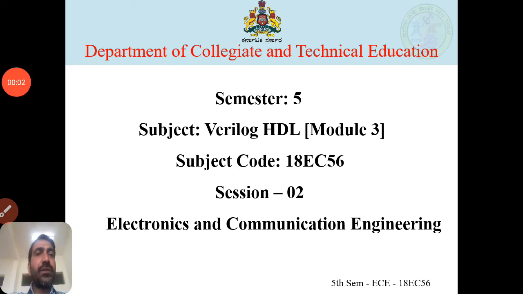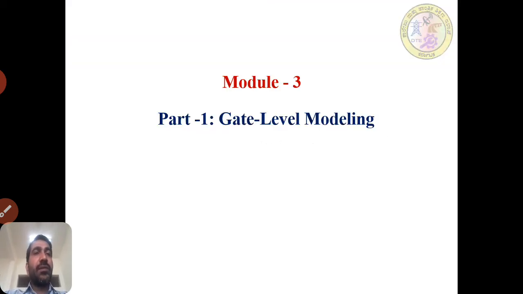So welcome to session 2 of the Verilog HDL module 3. In session 1 we have seen the gate primitives, instantiations of AND OR gates. In continuation of that, this is module 3, gate level modeling. As we said in the previous session, gate level modeling is one of the HDL modeling styles out of switch level, gate level, data flow and behavioral.